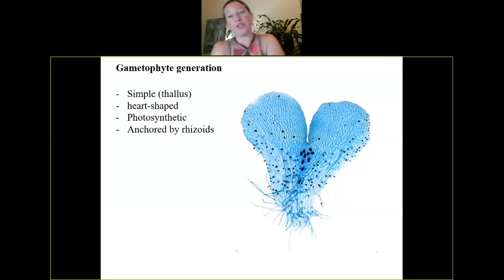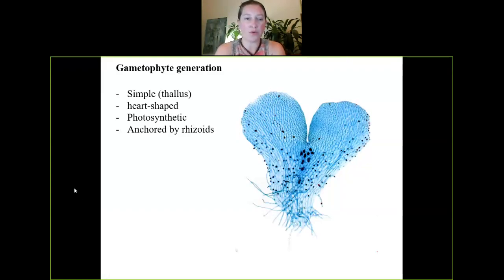So we saw this heart-shaped guy before. The gametophyte generation of ferns is this heart-shaped, simple thallus, right? It's this very simple, flat, green, heart-shaped thing. It's green, so we know it's photosynthetic. And it is anchored by rhizoids.